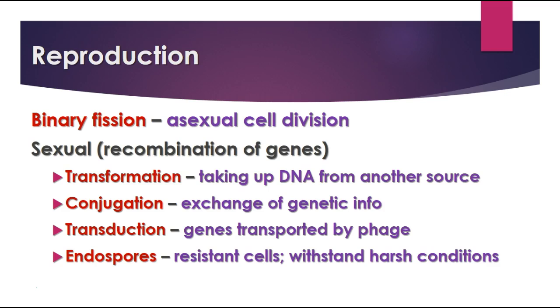In conjugation, living bacteria can exchange genetic information through means of a tube that they can grow between cells and pass a copy of their plasmid into the other cell. This is how a lot of bacteria transmit resistance to antibiotics within their colony.